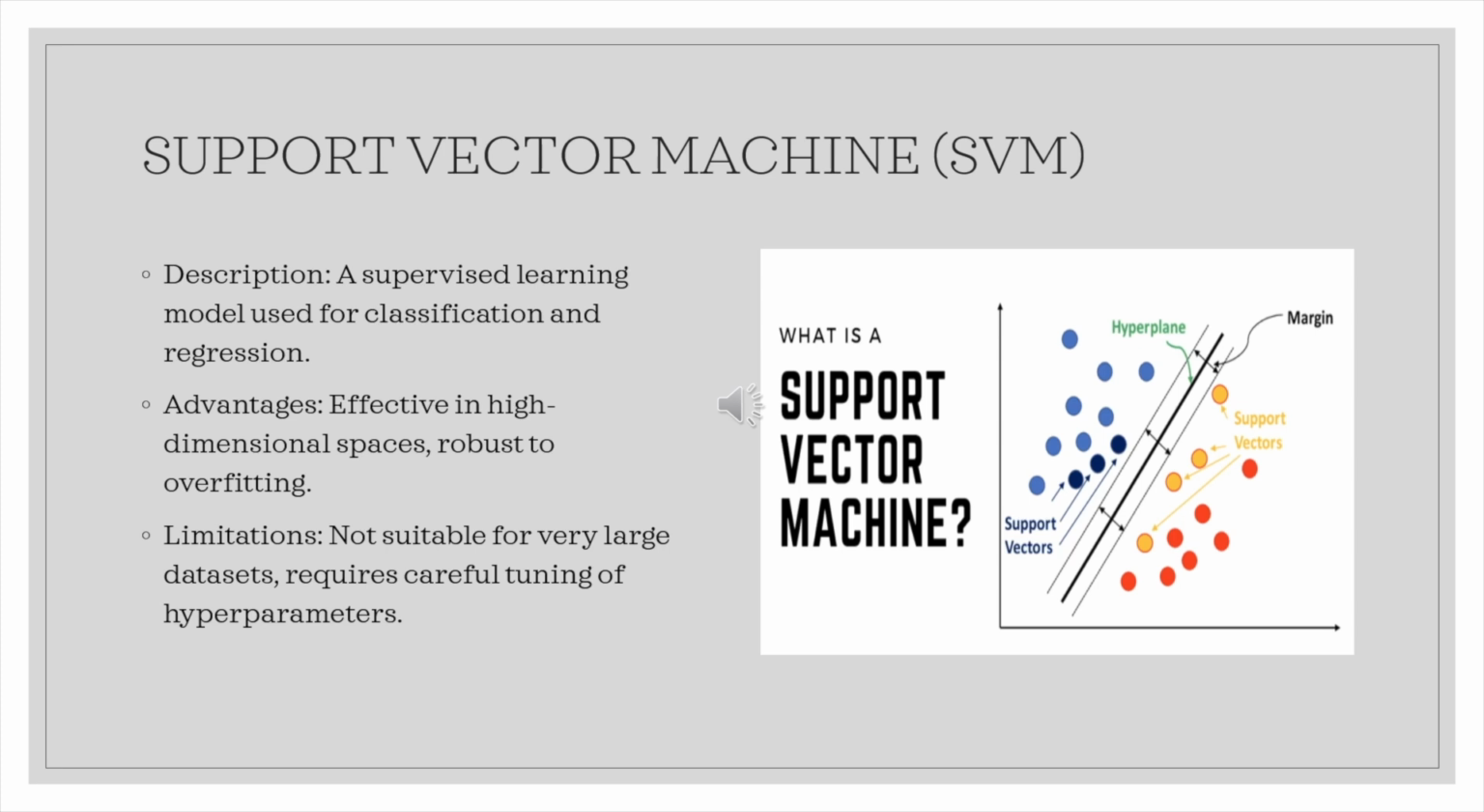The advantages of support vector machines are that they are effective in high dimensional spaces and robust to overfitting. The limitations of the support vector machine are that it is not suitable for very large datasets and it requires careful tuning of hyperparameters.